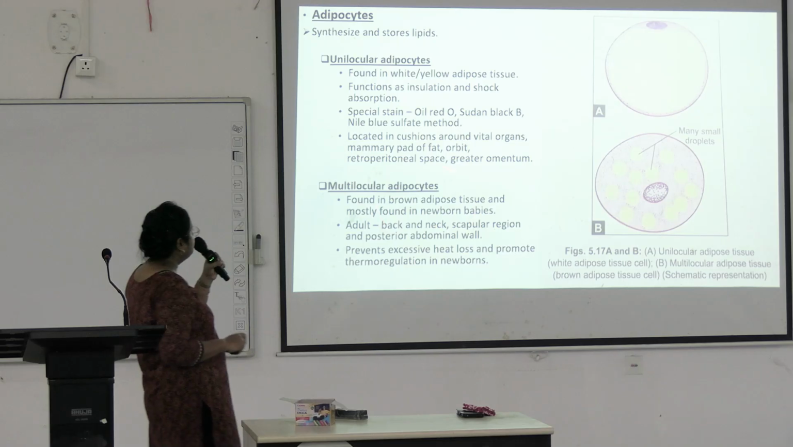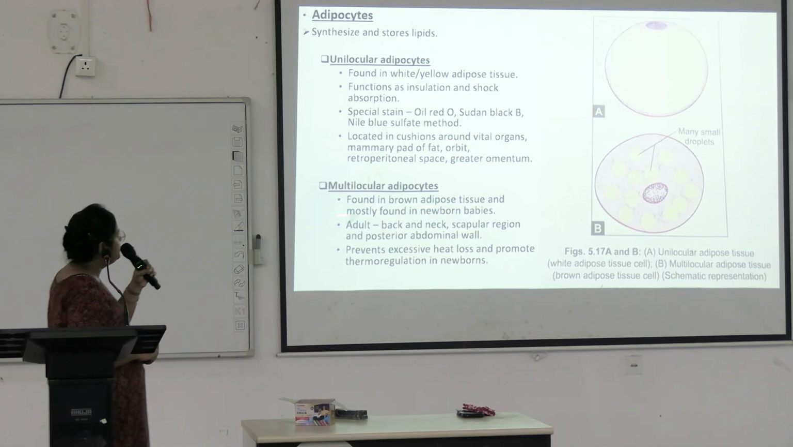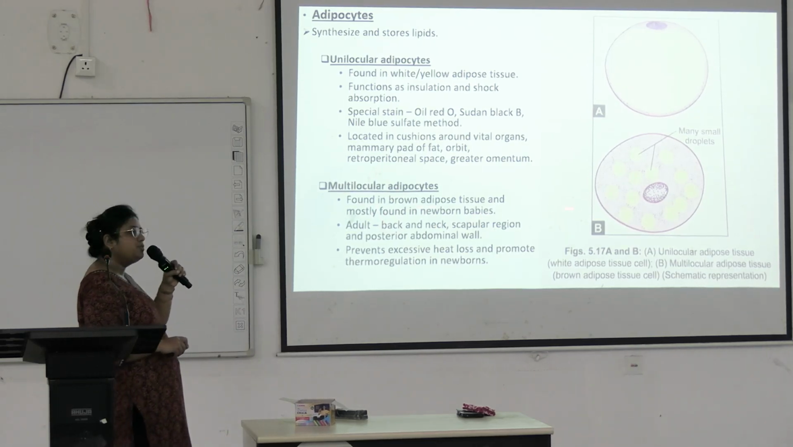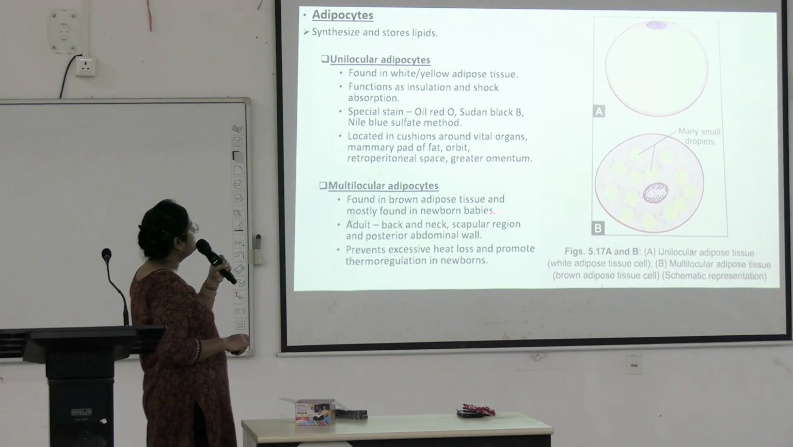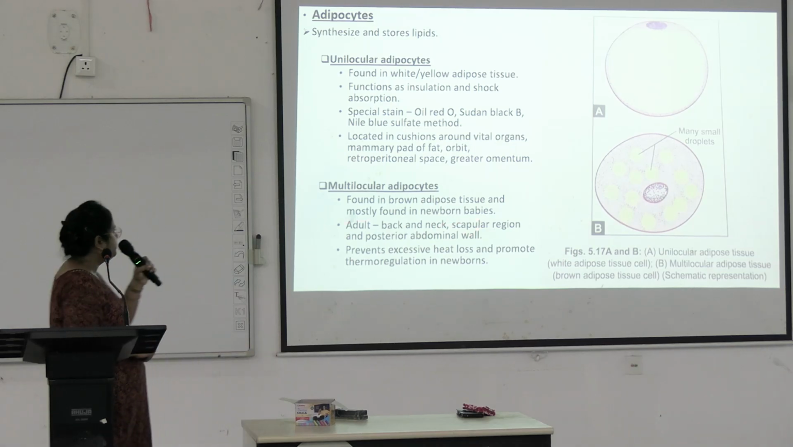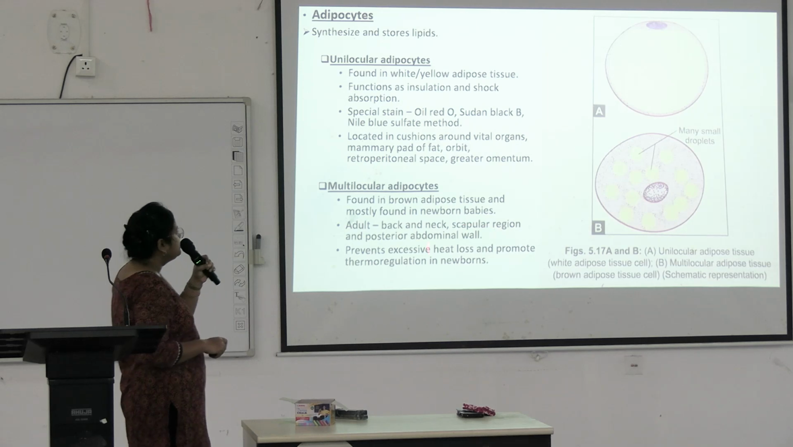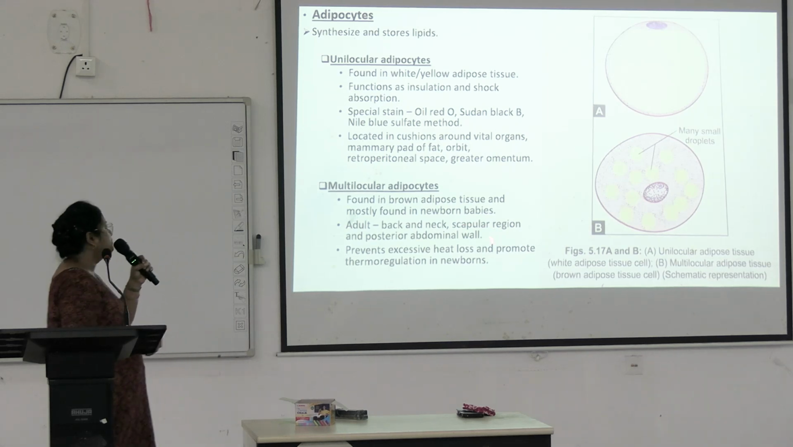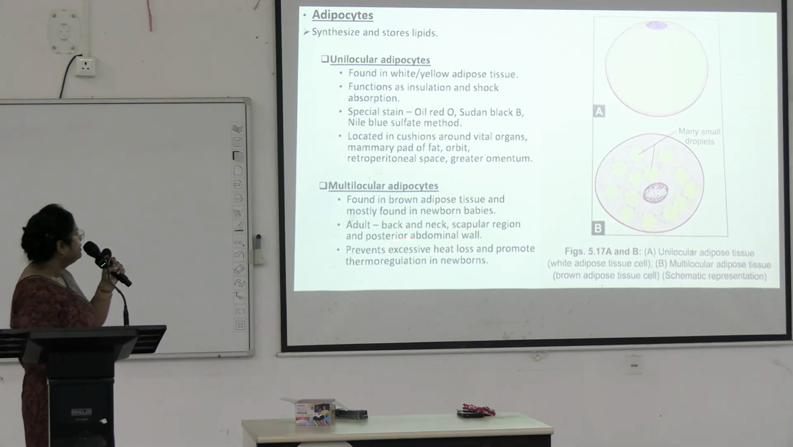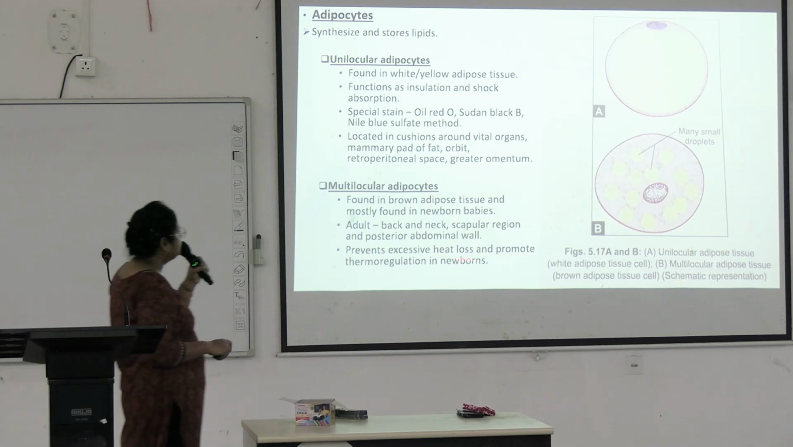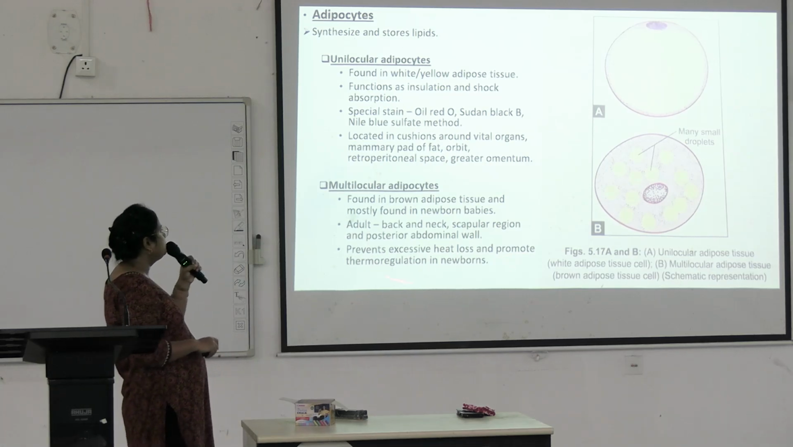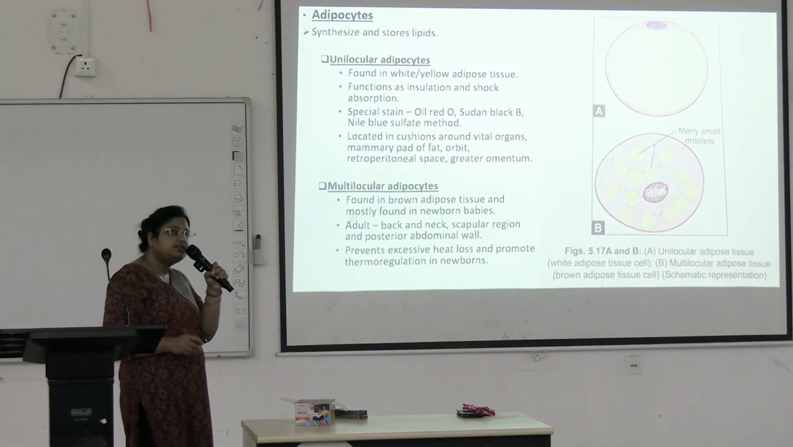Next is multilocular adipocytes. They are found in brown adipose tissue and mostly found in newborn babies. In adults, they are present in the back and neck, scapular region and posterior abdominal wall, and they prevent excess heat loss and promote thermoregulation in the newborns.